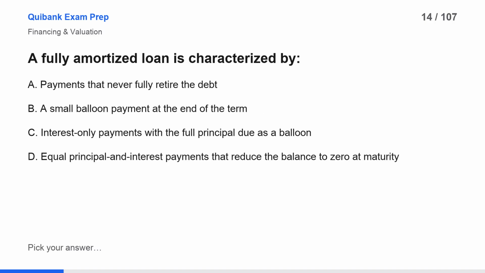Question 14. A fully amortized loan is characterized by A. Payments that never fully retire the debt. B. A small balloon payment at the end of the term. C. Interest-only payments with the full principal due as a balloon. D. Equal principal and interest payments that reduce the balance to zero at maturity.